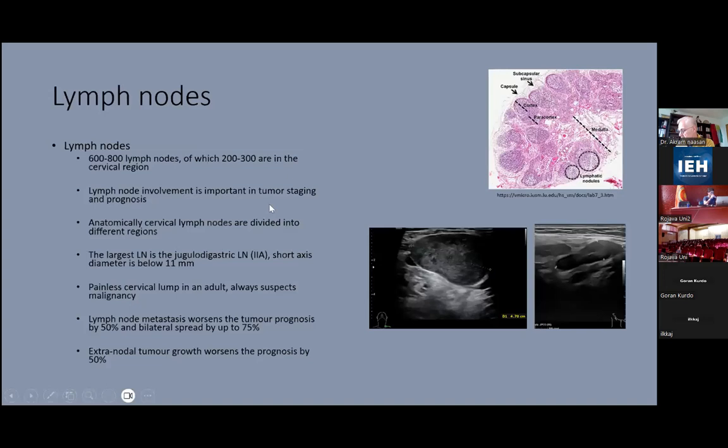Then we come to speak about the lymph nodes. We have many lymph nodes, about 200 to 300 lymph nodes in the cervical region. And lymph node involvement is important in tumor staging and the progress and prognosis of the tumors. Anatomically, these neck lymph nodes are divided into different regions. The largest lymph node is the jugulodigastric lymph node. The minimum diameter is 11 millimeters. And you have to know that when you have a painless lump in an adult, always suspect malignancy. You have to check it and, if needed, take a biopsy.